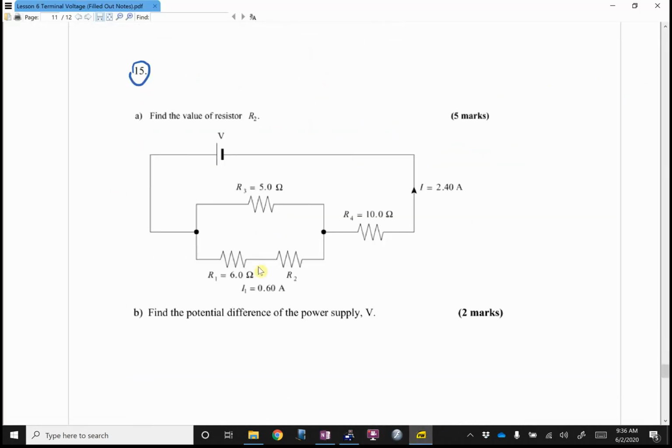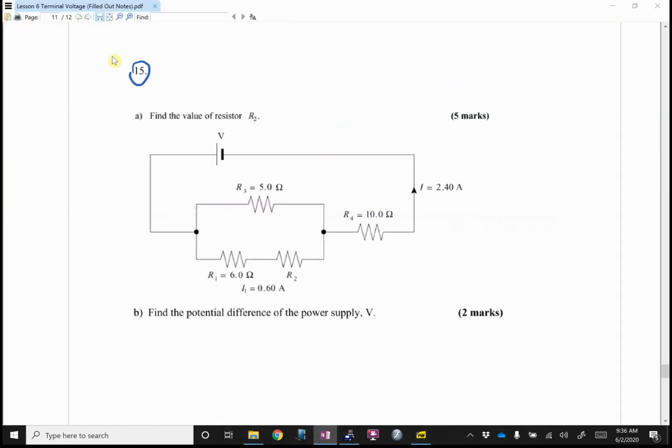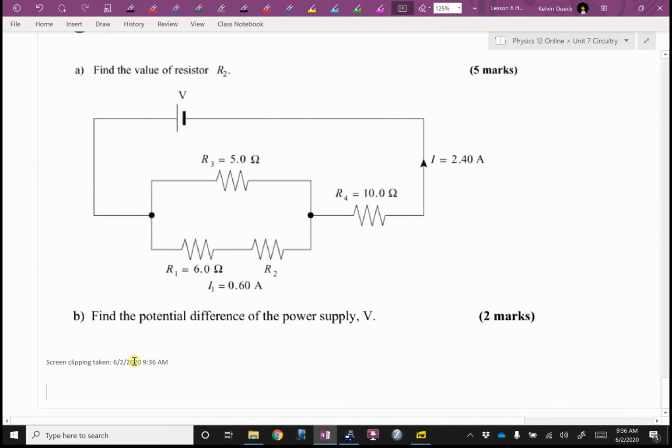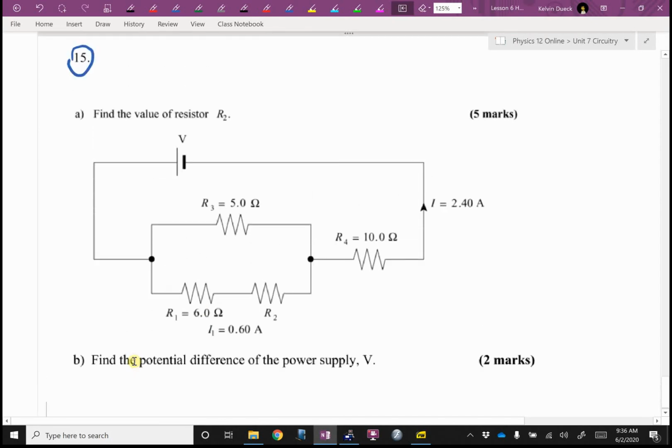Number 15. Also didn't include an answer. Sheesh. Find the value of resistor R2. Okay. Well, let's label downhill. They told me the total current.